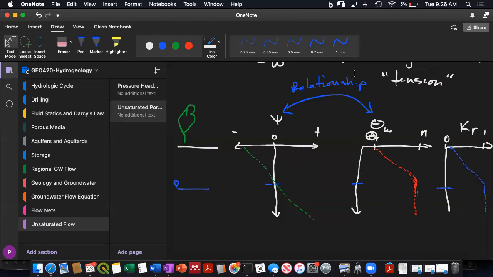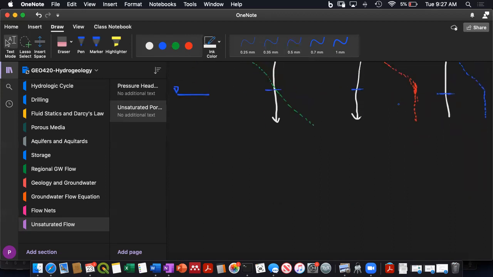So let's take a 5-minute break. When we come back, let's talk about some ways that we define the relationship between psi and volumetric water content. The other relationship here is volumetric water content and the relative hydraulic conductivity. Those two relationships determine how water will move in the unsaturated zone. All right, 5-minute break, use the restroom. Let me pause the recording.